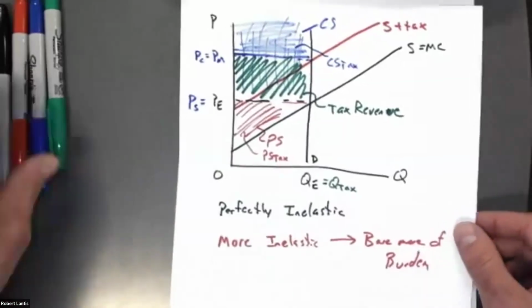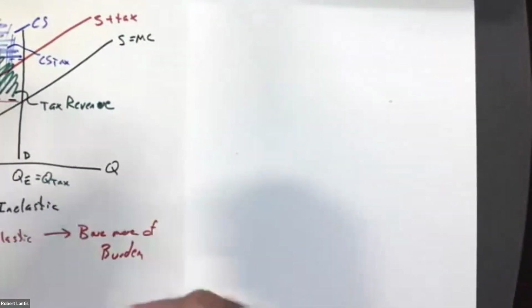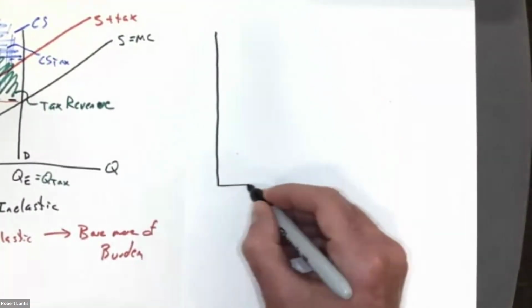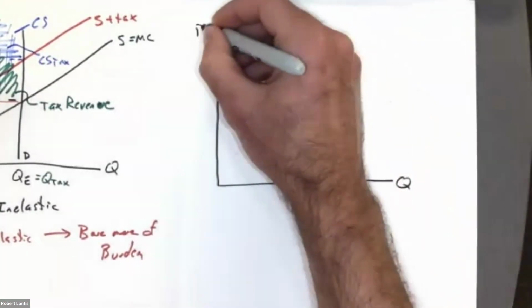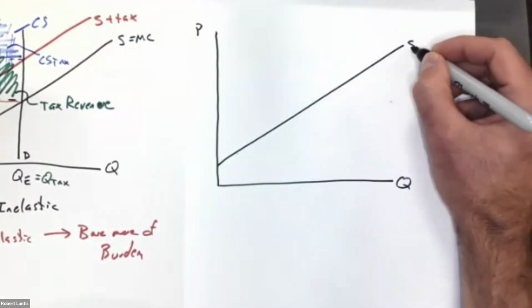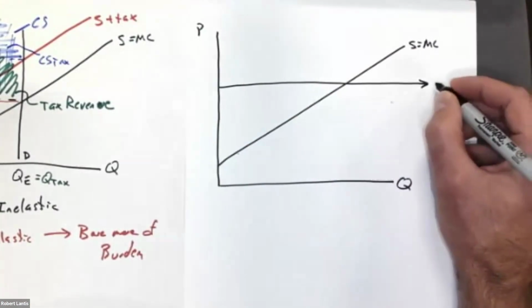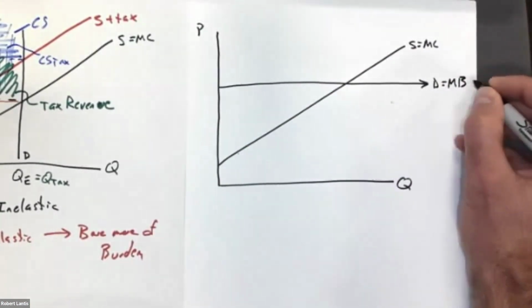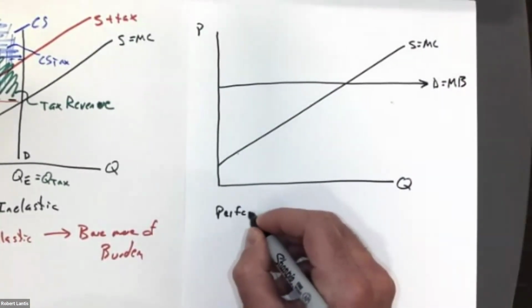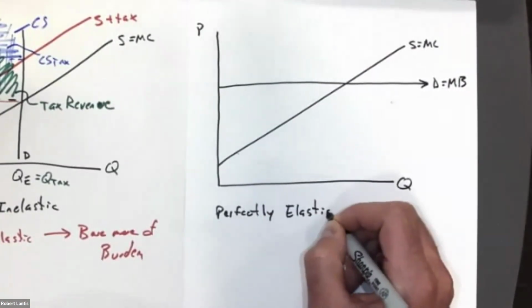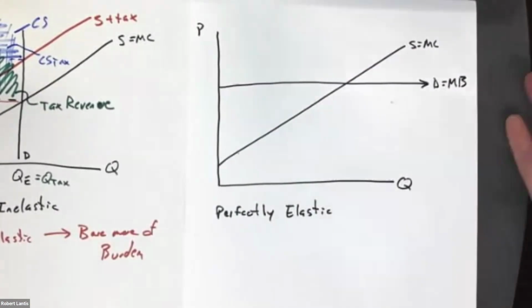So with this in mind, we'll look at the other extreme. So let's think about if I had perfectly elastic demand, right? So I've got my supply curve. I've got perfectly elastic demand, right? So whenever consumers are perfectly elastic, they're going to be responding way more than producers, right? Because the response is like the infinite, right?